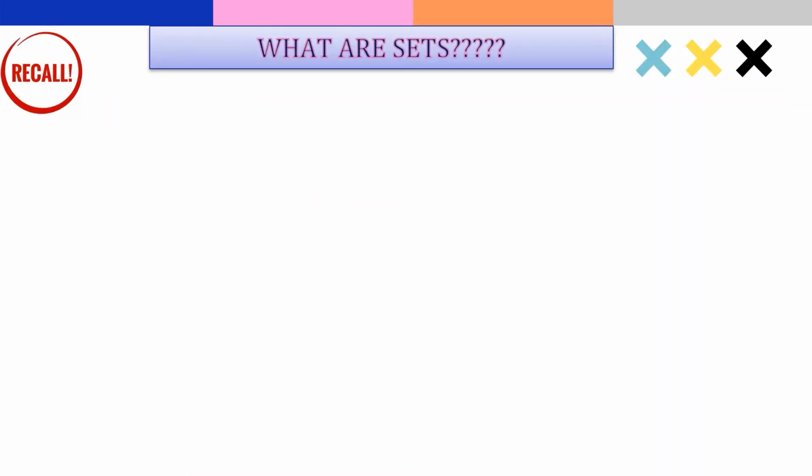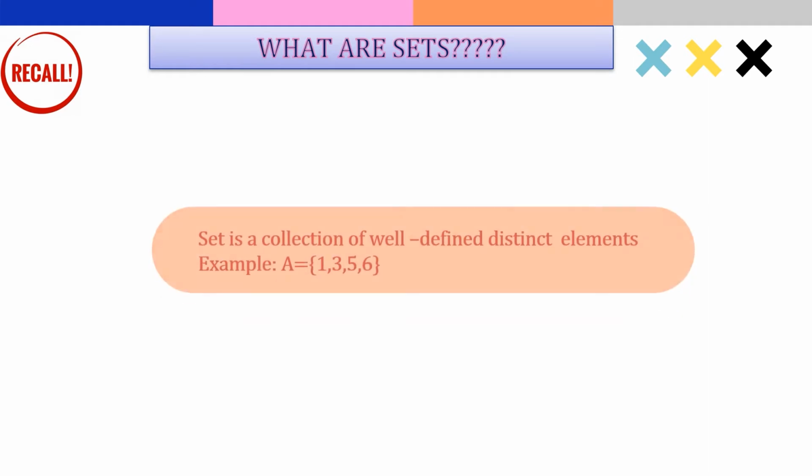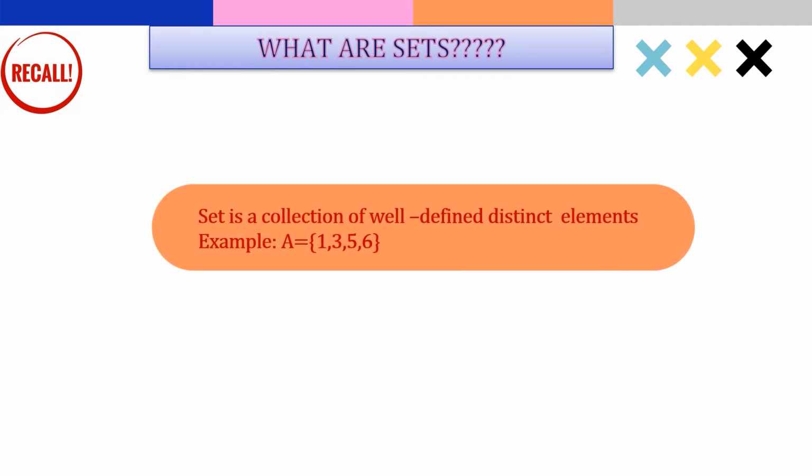So we'll start with what are sets. Just recall, a set is a collection of well-defined and distinct elements. It should be well-defined and it should be distinct as well. There should not be any repetition. Each and every element should be distinct, right?